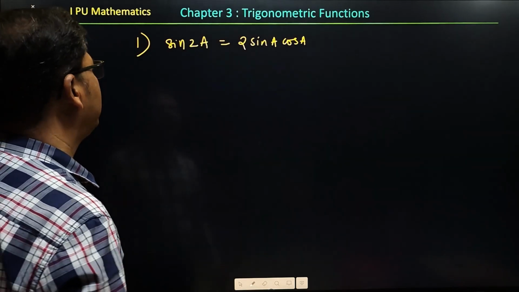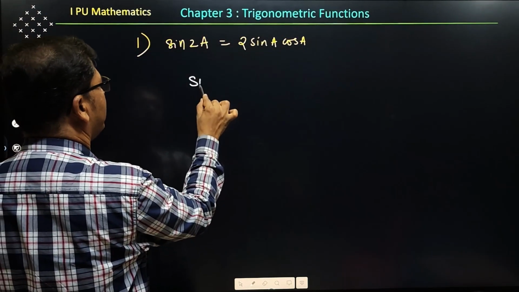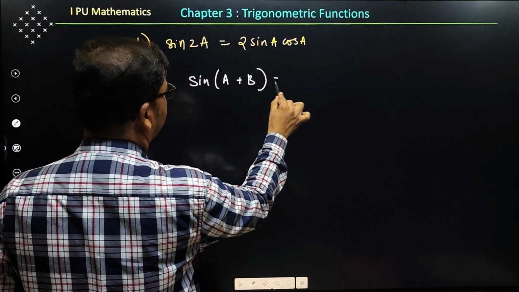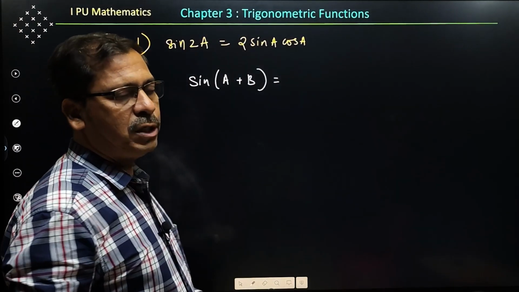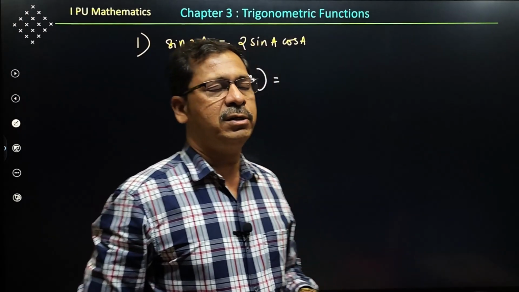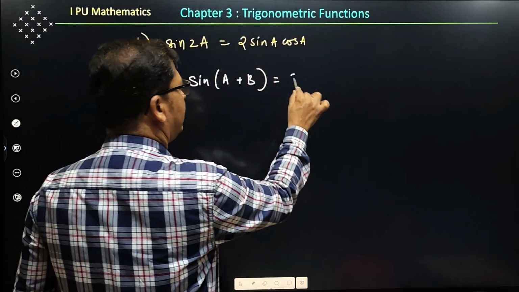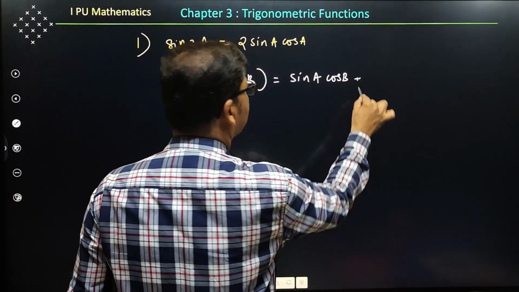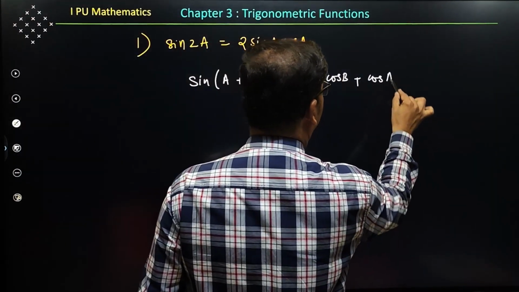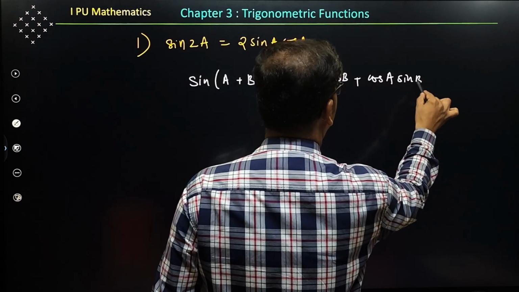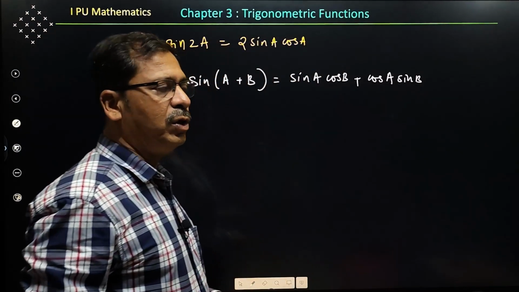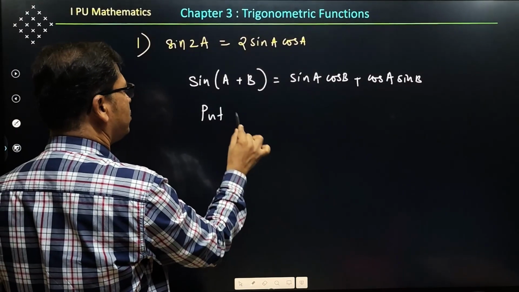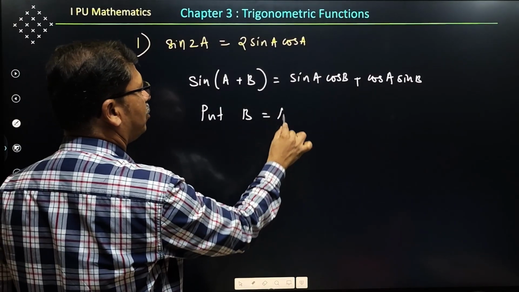Now use the result sin of A plus B. You know already sin of A plus B equal to sin A cos B plus cos A sin B. Use that. This is your sin of A plus B compound angle formula. Here in this case you make the substitution for B equal to A.